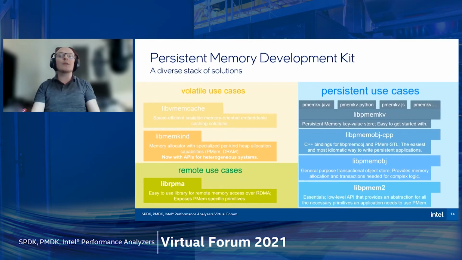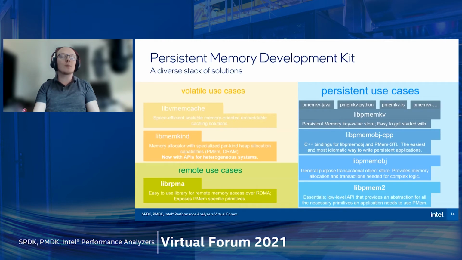PMDK is a suite of libraries and tools for PMem. The libraries can be broadly categorized into three categories. Libraries for volatile use cases that allow applications to easily utilize the capacity of PMem without necessarily having to worry about failure atomicity. Libraries for persistent use cases, which allow developers to create fully failure atomic and safe solutions. And finally, libraries for remote use cases that can be used to augment either volatile or persistent use cases with remote memory access capabilities.